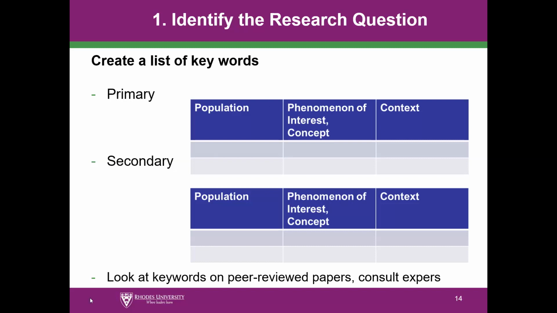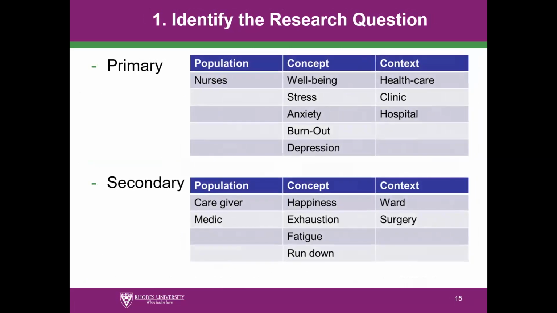And so the question becomes, how do you know what those key concepts are? How do you find them? And these are just some examples from the example I had shown earlier, where if you're speaking about nurses, secondary keywords might be caregiver, a medic.